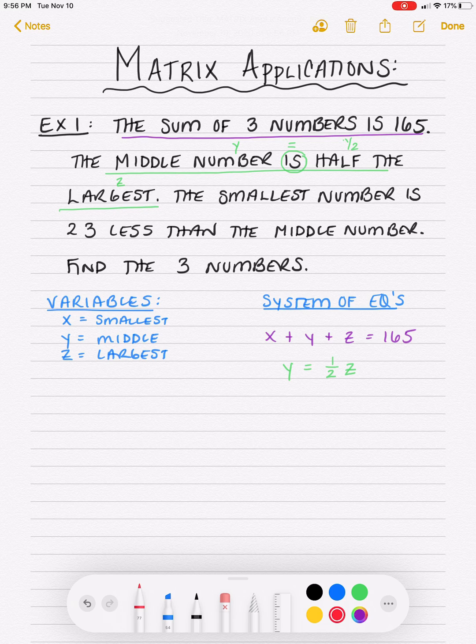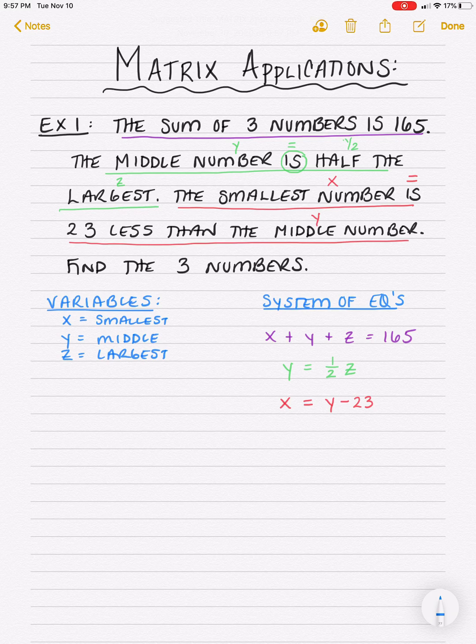Here's my last equation. The smallest number is 23 less than the middle number. The smallest number is represented by X. "Is" means equals. And in this part, we need to be a little bit careful. So we're going to say X equals. When they say 23 less than the middle number Y, we need to be careful because that actually means the 23 is being subtracted. Okay, so those are my three equations. You can see the color coordination tells you what part of the problem each came from.